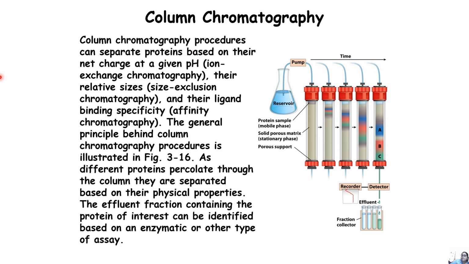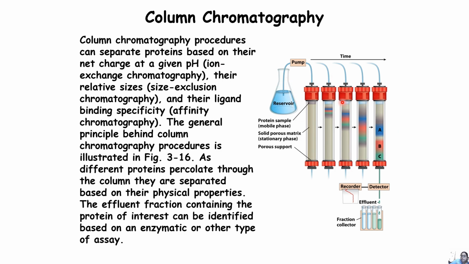Now what is column chromatography? It basically can separate proteins based on their net charge at any given pH. Okay, so if it's based on pH, ion exchange chromatography can be useful, or if the principle of separation is the relative sizes, then size exclusion chromatography or gel filtration chromatography can be useful. And if it's based on the ligand binding specificity, then affinity chromatography will be helpful. Now the general principle behind column chromatography is illustrated here.